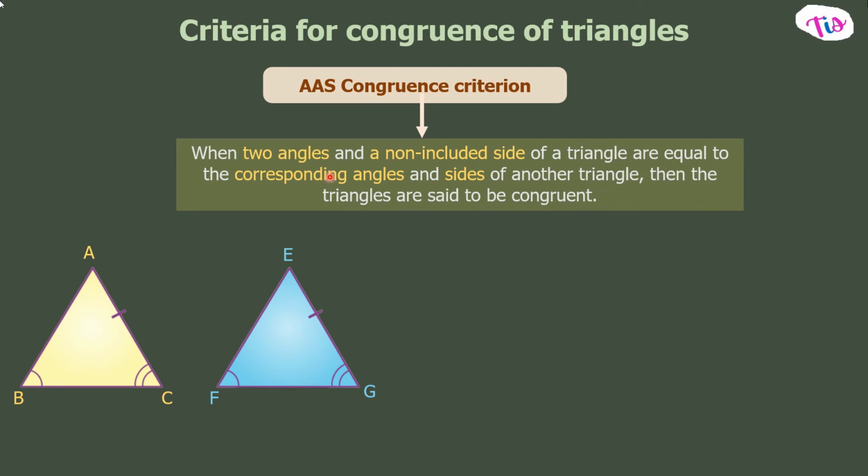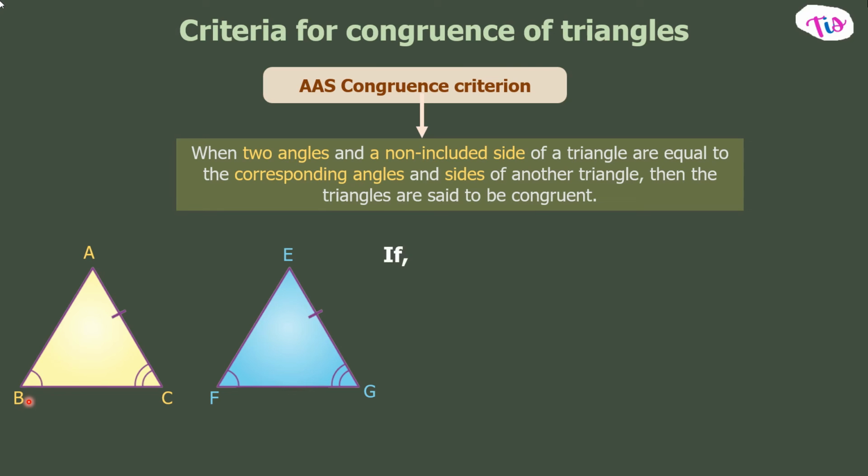Now let's talk about AAS congruence criteria. AAS means angle, angle, side. So when two angles and a non-included side of a triangle are equal to the corresponding angles and sides of another triangle, then the triangles are said to be congruent by AAS congruence criteria. Angle, angle, side. So here you can see this triangle ABC, this angle, and this side. So angle, angle, and side, right?